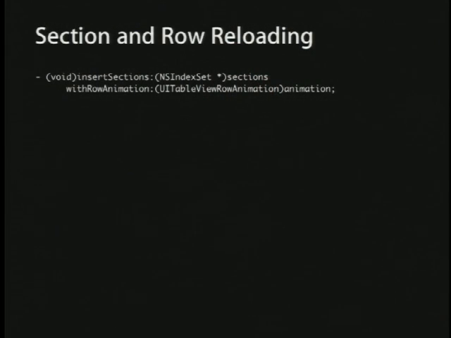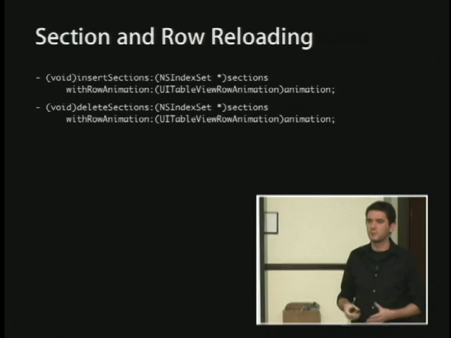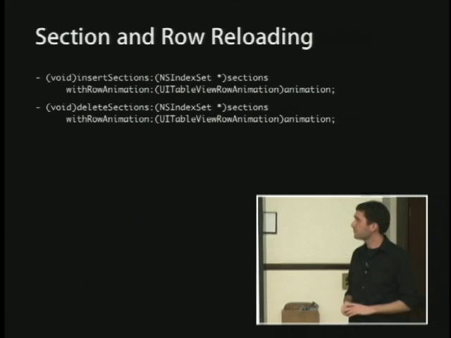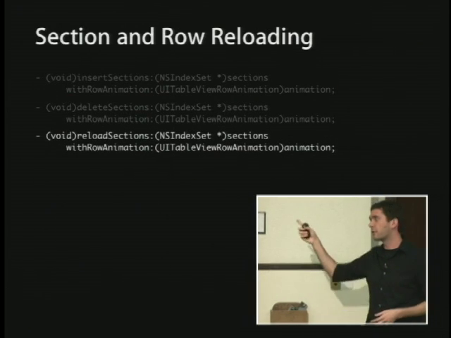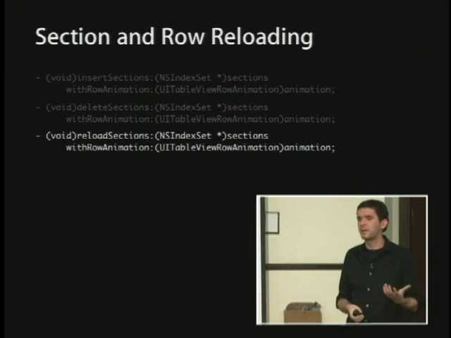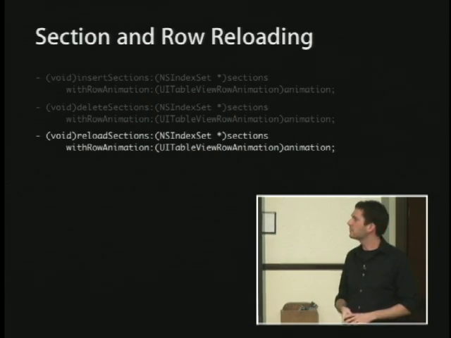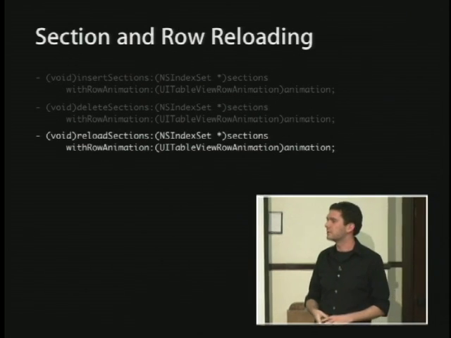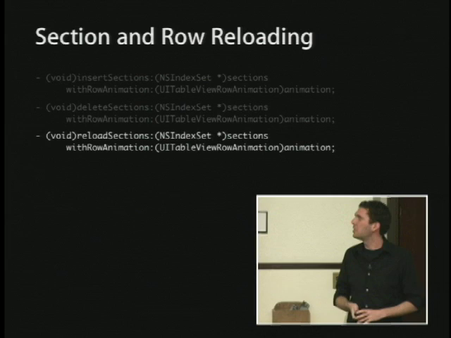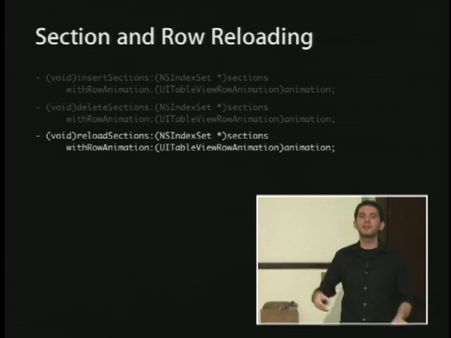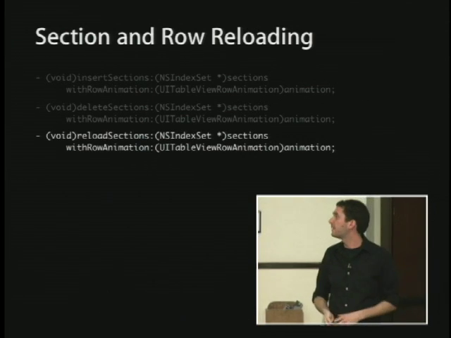So the first one is insertSections withRowAnimation. That can insert an entire section. And then deleteSections withRowAnimation, which can delete an entire section. And new in iPhone OS 3.0, we've got reloadSections withRowAnimation, which is effectively just a delete and an insert paired together, but added in one call. So you can basically tell the table view everything in this entire section is now invalid, throw it away and reload it, ask me about it again.